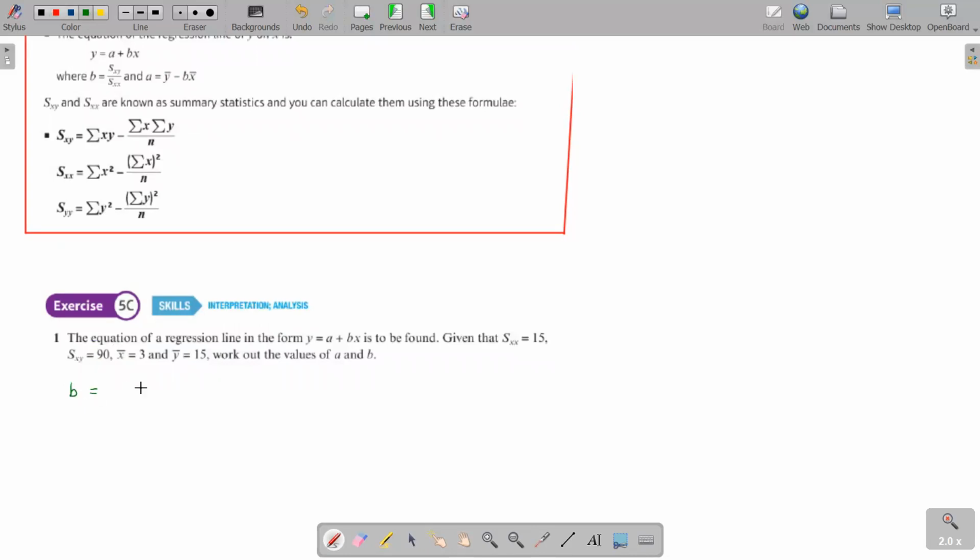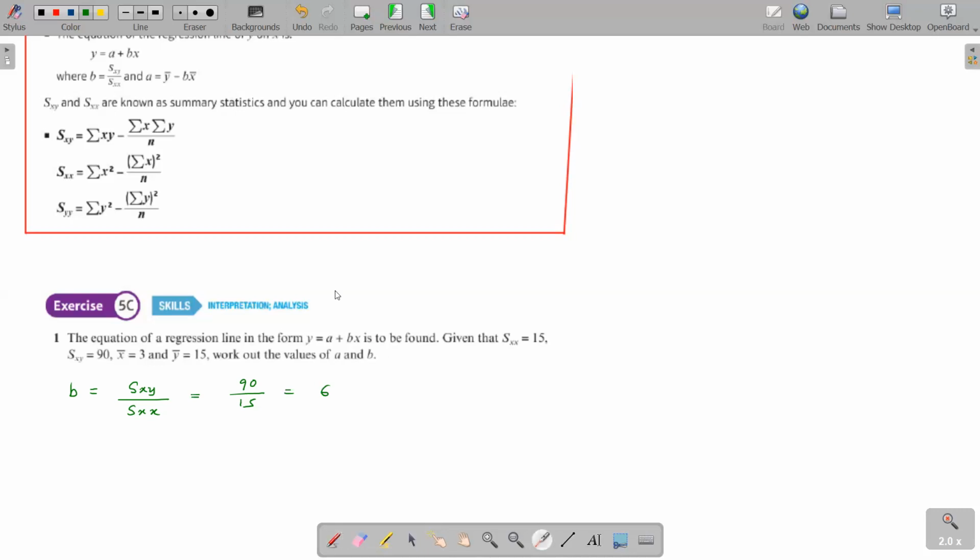b is equal to Sxy over Sxx. So Sxy is 90 over Sxx is 15, right guys? Can you see? Just substitute the values into the equation. We will be going into more rigorous work soon. This is just a very simple example. 90 divided by 15 is 6, right guys?